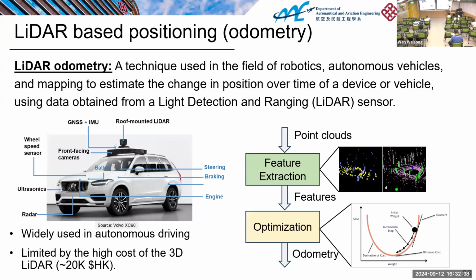After that, you can do some optimization to get the change of your motion between two different timestamps. By accumulating those motion changes, you can infer your trajectory. So this is also a dead reckoning process. The positioning from LiDAR odometry is going to drift over time because it's only relative positioning. It's different from GPS.